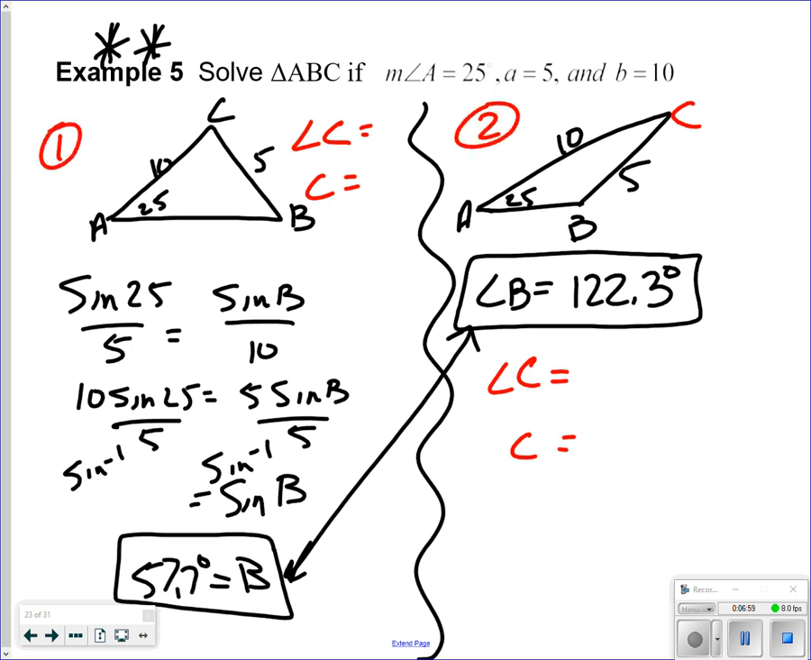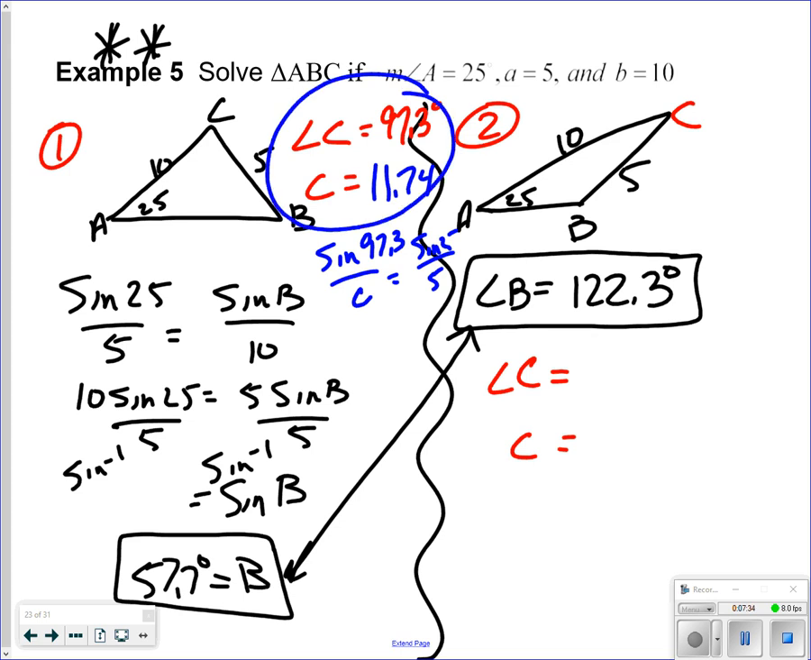All right, so triangle 1, 57.7 for B, 25 for A. That means angle C has to be 97.3, subtracting from 180. And again, kind of running out of space here. So now I'm going to squeeze this in. Sine of 97.3 over C would equal the sine of 25 over 5. Cross multiply and solve. Sorry about the small space, but that would be 11.74.